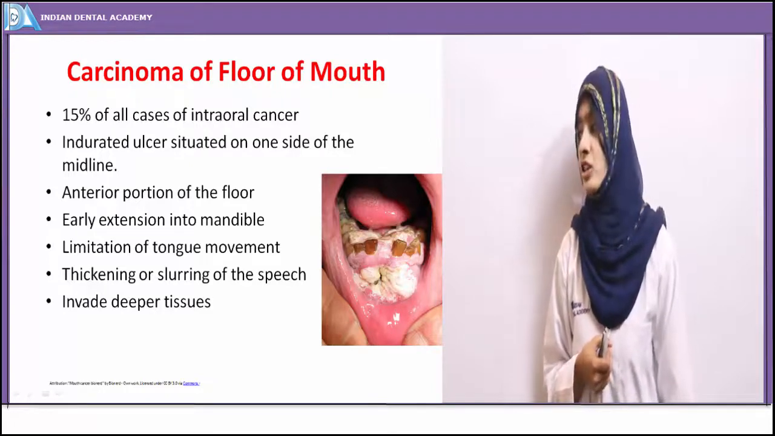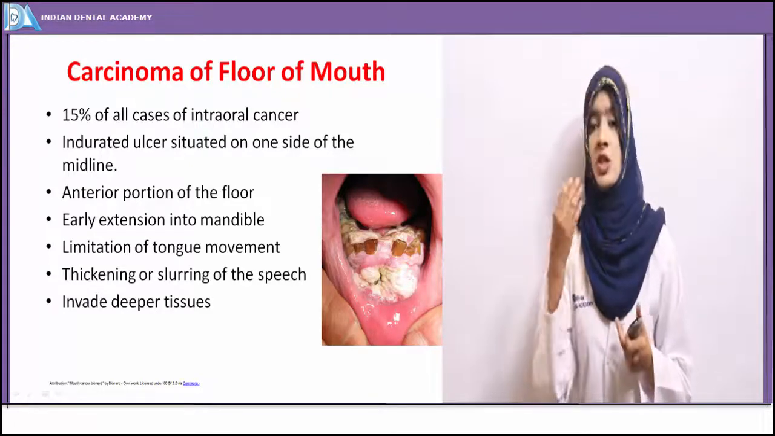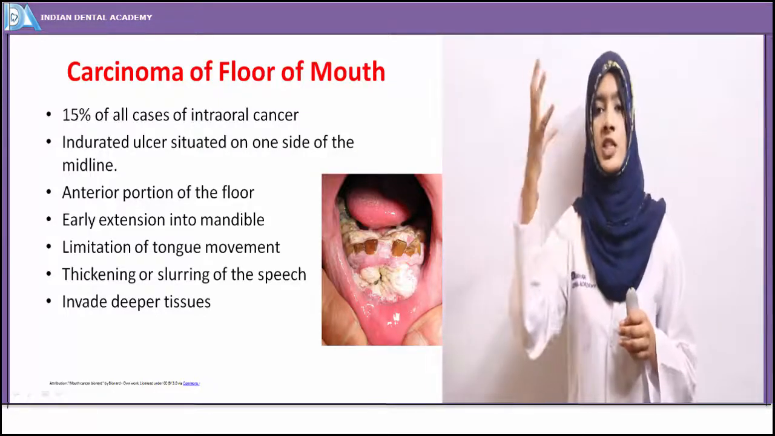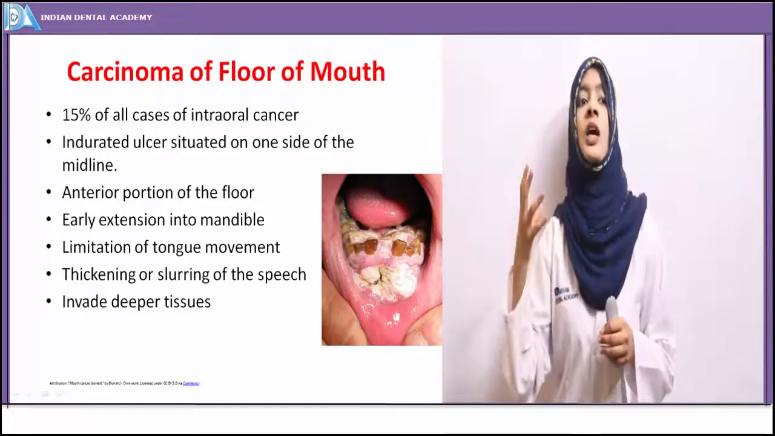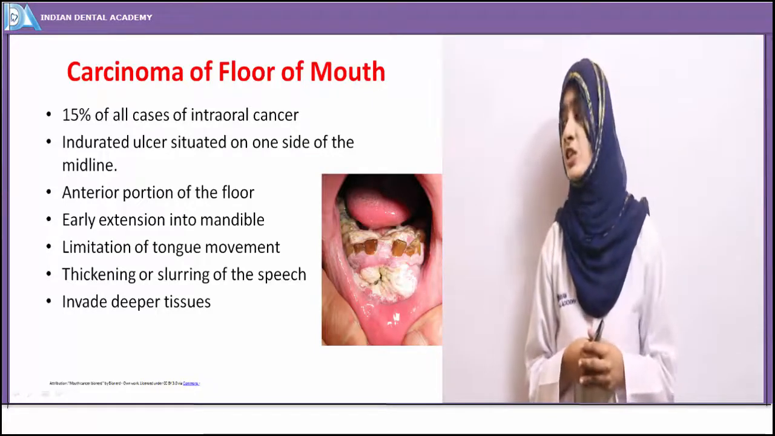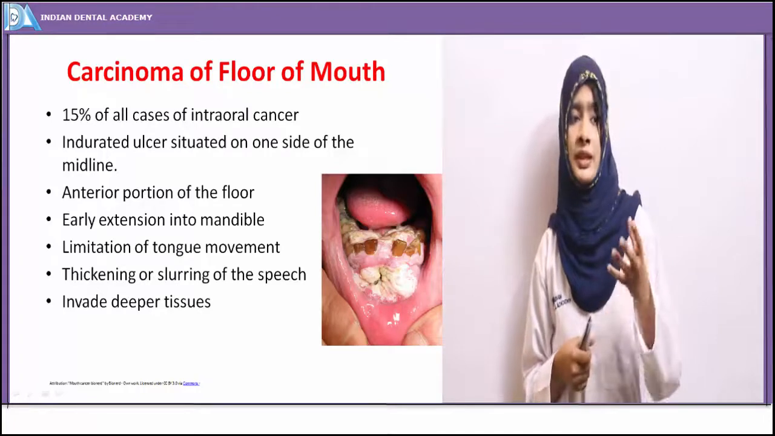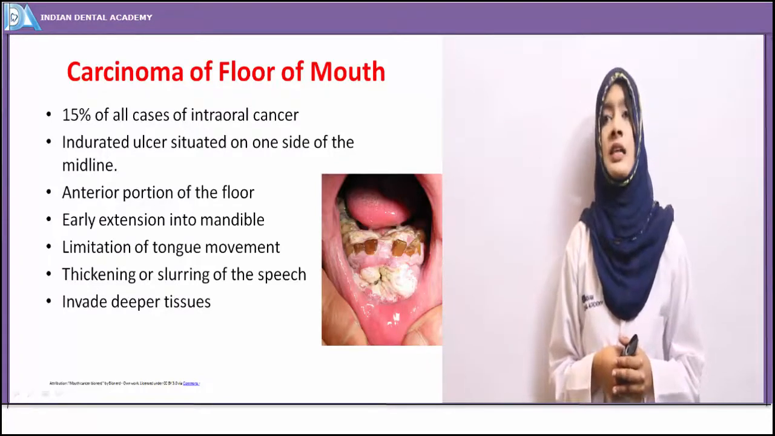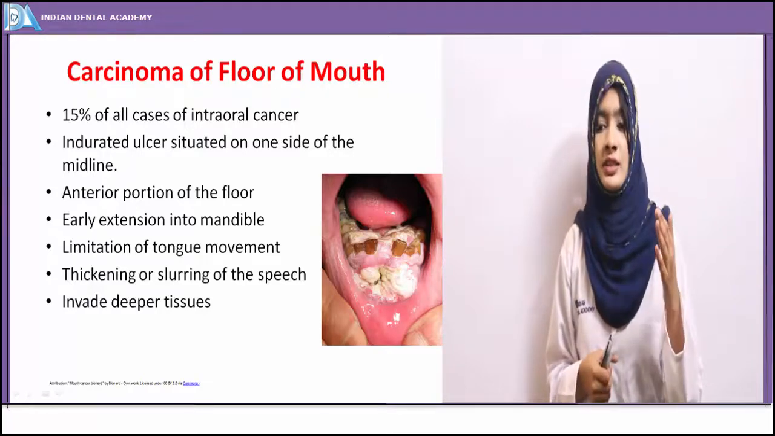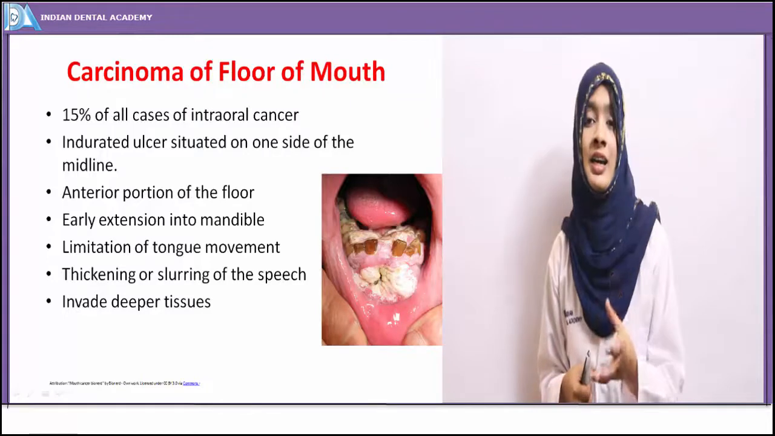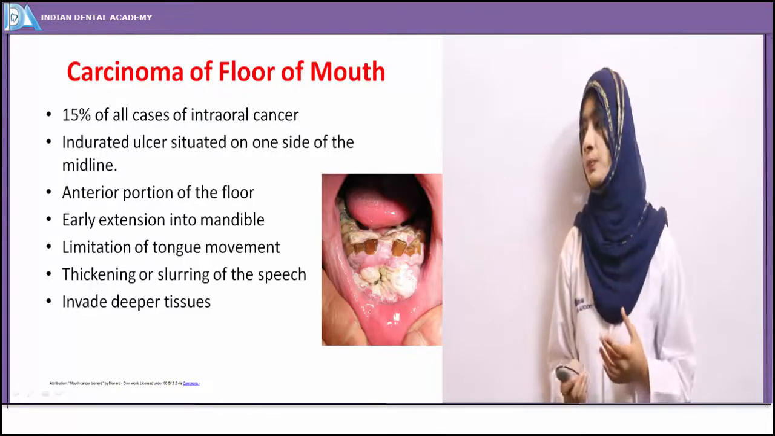It is an extremely painful lesion, and because of the involvement of the tongue, the carcinoma of floor of mouth or carcinoma of tongue may spread to the floor of the mouth, and it leads to limitation in the mobility of the tongue. It is a very painful condition, leading to inability to speak. Dysphagia may be present sometimes, and the carcinoma of floor of the mouth has very close proximity to the cervical lymph nodes. Again, early metastasis occurs here.